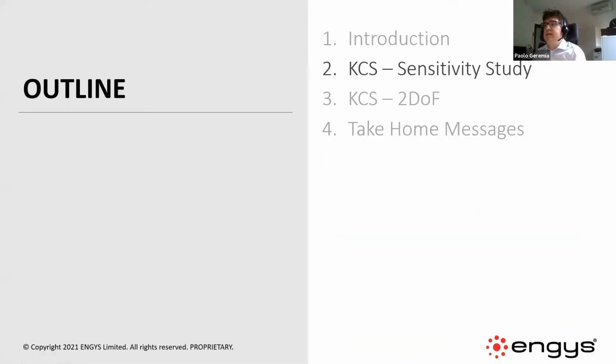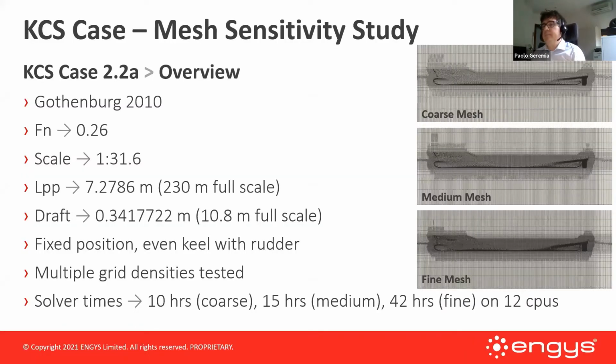Moving to the validation cases, let's start from this one. This is the KCS case 2.2a. It's an old validation case from the Gothenburg 2010 workshop. It's about calm water resistance. And here we have the ship in fixed position, even keel with a rudder, traveling at a constant speed, 0.26 Froude number. It's a model scale, and the length is about 7.2 meters, 7.3. The draft is about 0.3 meters.